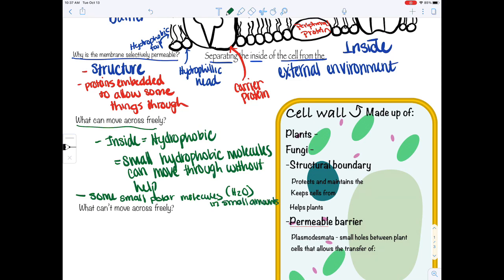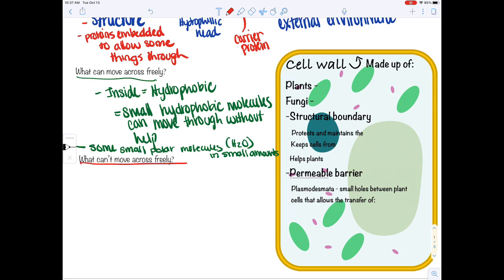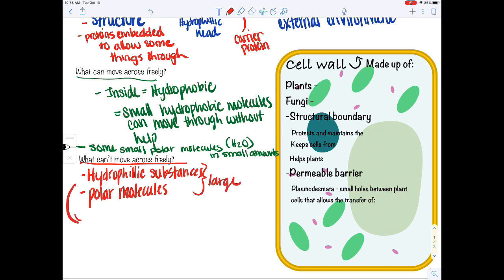Now, this is also essential to life. You don't want a lot of water to make it through the membrane with it, so this also helps to keep the cells from completely losing the fluid. What can't move across our membrane? So hydrophilic substances do not want to pass through the hydrophobic area. Hydrophilic are our polar molecules. So polar molecules, or your hydrophilic substances that are large, are going to need to go through either your channel proteins or your carrier proteins.